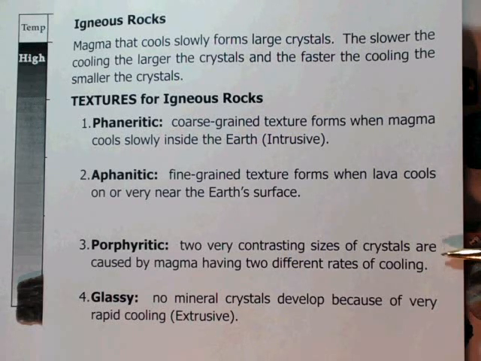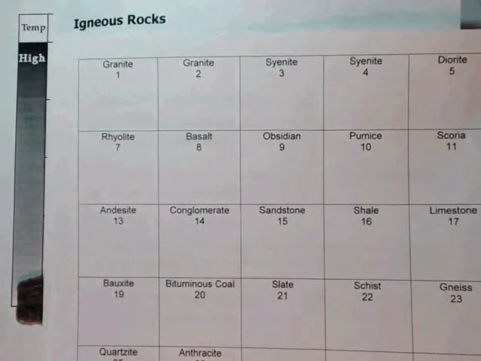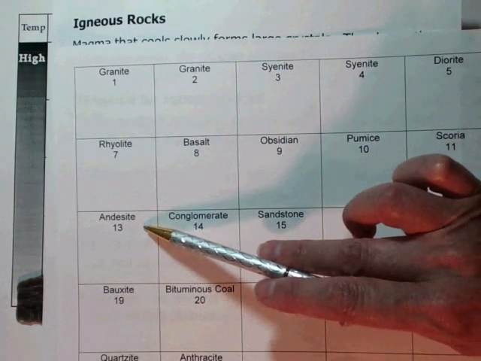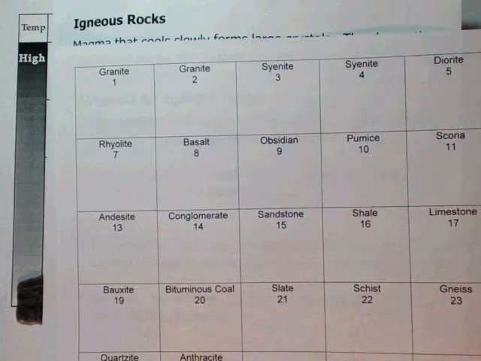So that one with 2 contrasting sizes of crystals is called porphyritic. The only one that we have that is porphyritic is the number 13 in your tray, andesite, and it is andesite with that E in there, andesite. Okay, so that one is porphyritic texture.